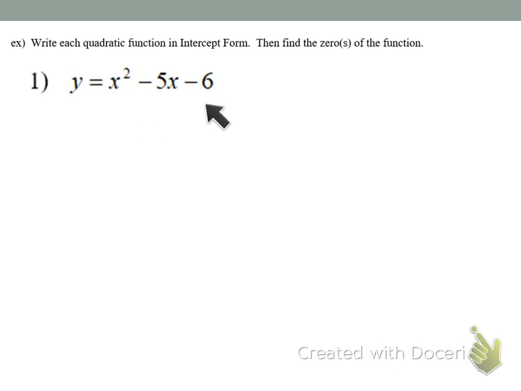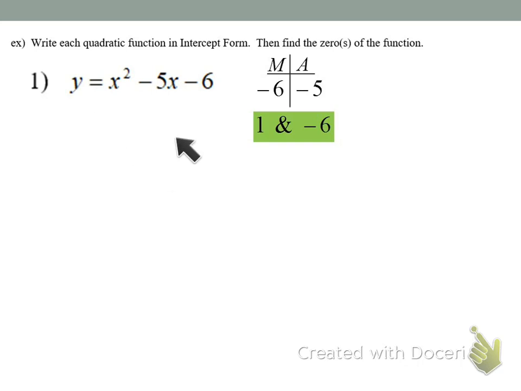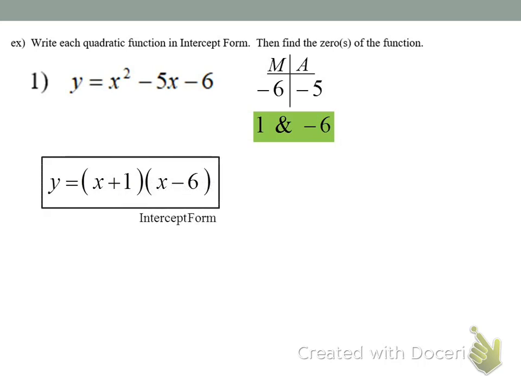Look for the greatest common factor first. We have none. So then we look for, okay, 3 terms, I'm going to use multiply, add. So what multiplies to -6 and adds to -5 is the question. Okay. So then I'm going to write this equation using those numbers. Notice how I have y equals the quantity x plus 1 times the quantity x minus 6. This is intercept form. If we practice it now, we won't have to worry about it later.